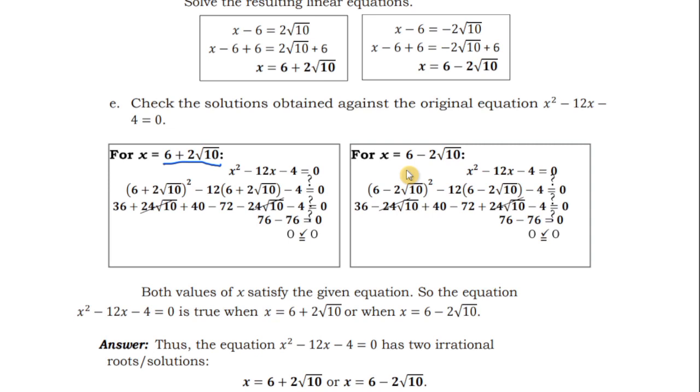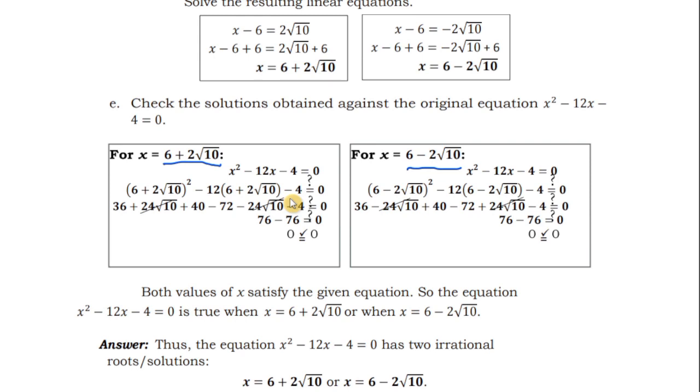So we have replaced the value of x to become 6 plus 2 square root of 10. From the given problem, we have x squared minus 12x minus 4 equals 0. So replacing the value of x with 6 plus 2 square root of 10: (6 plus 2 square root of 10) quantity squared minus 12 times (6 plus 2 square root of 10) minus 4.